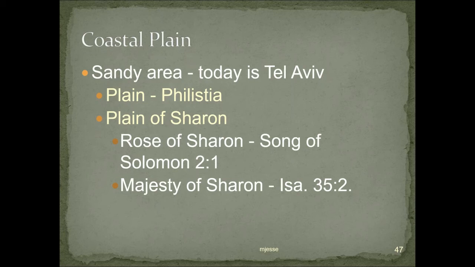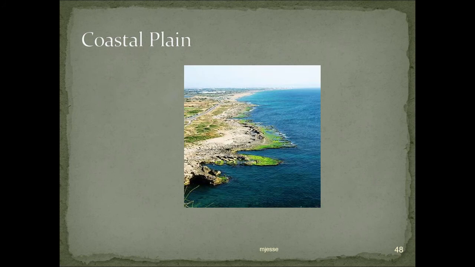And the majesty of Sharon is referenced in the prophet Isaiah's book, chapter 35, verse 2. That references the mighty forest that grew here during the Hebrew times of the Bible. So here you have the image of the coastal plain.